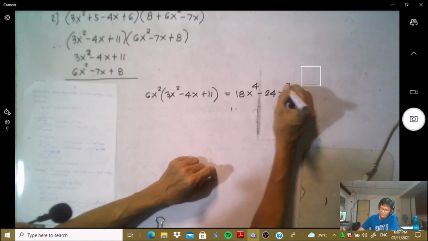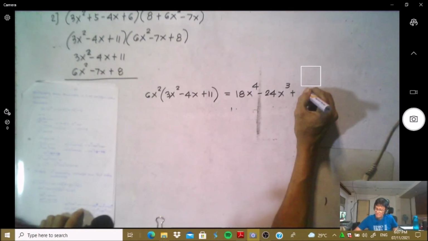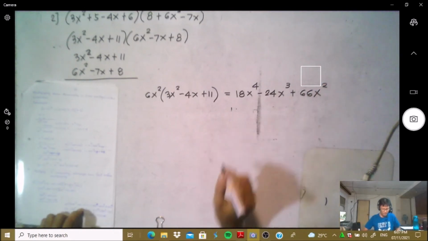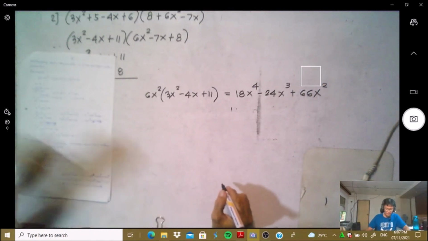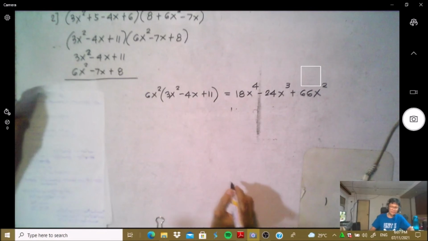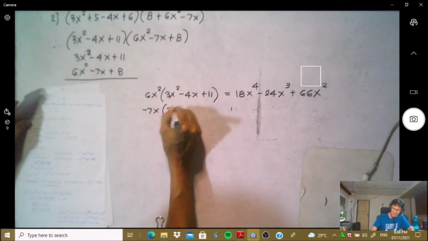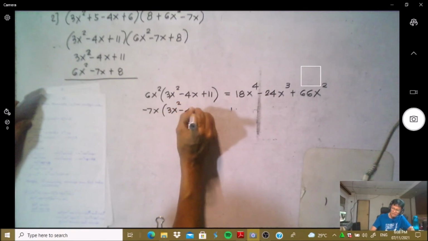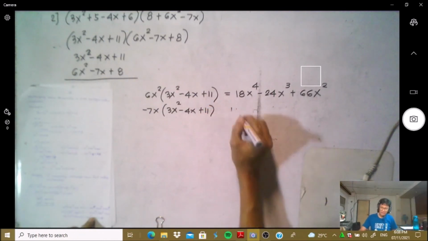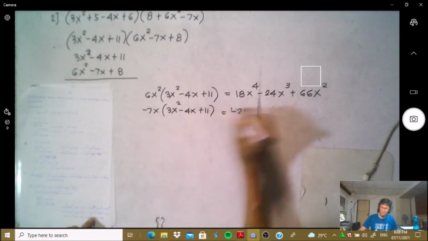X cubed. Then plus 11 times 6, or 6 times 11, is 66. Then we have x squared. Okay, 18x to the fourth minus 24x cubed plus 66x squared. Then next we have to multiply negative 7x with 3x squared minus 4x plus 11. Then we will have negative 7 times 3 is negative 21. So we have negative 21x cubed.